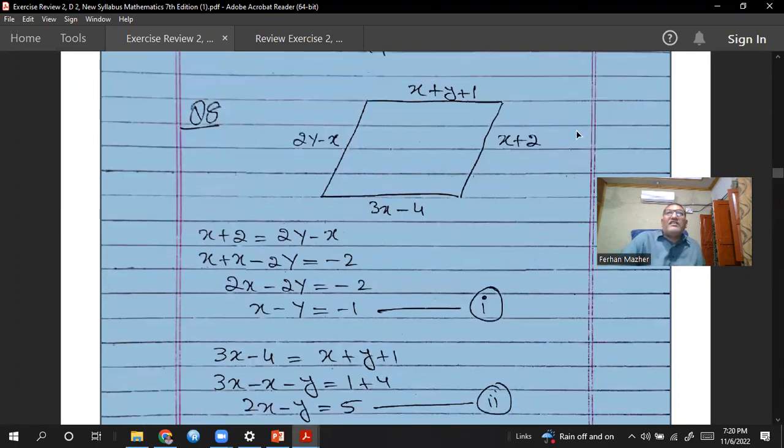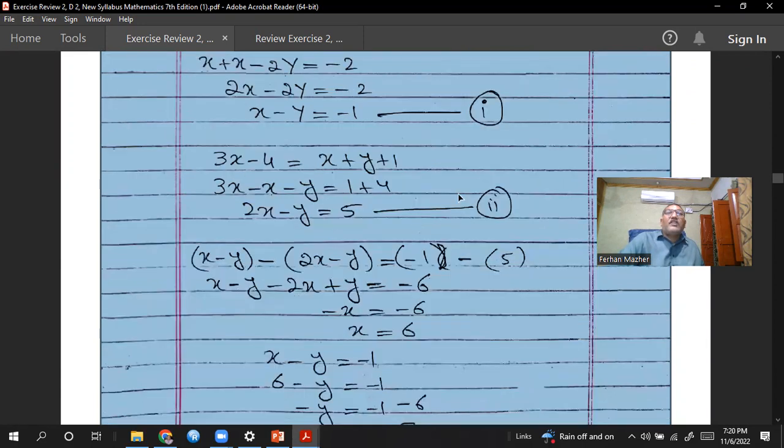Now I will equate these two with each other. So first of all, I equated these two. Now I will equate these two with each other. So you will have 3x minus 4 equals x plus y plus 1.